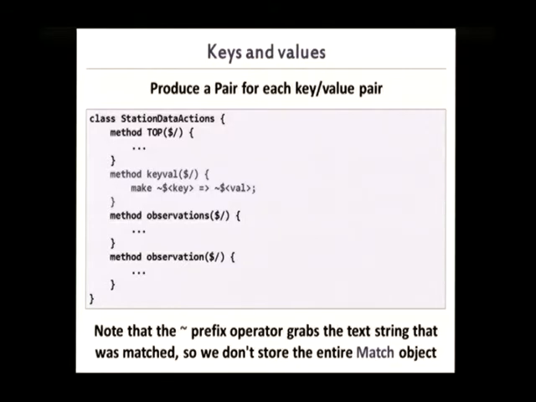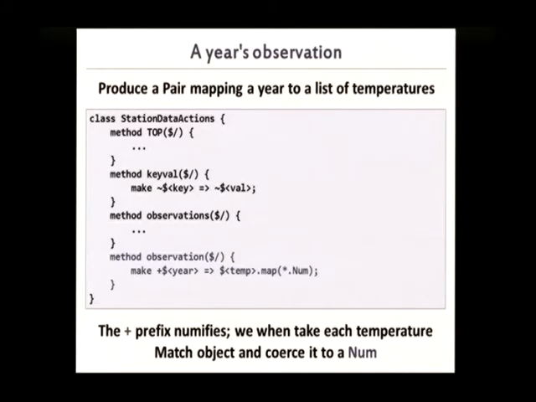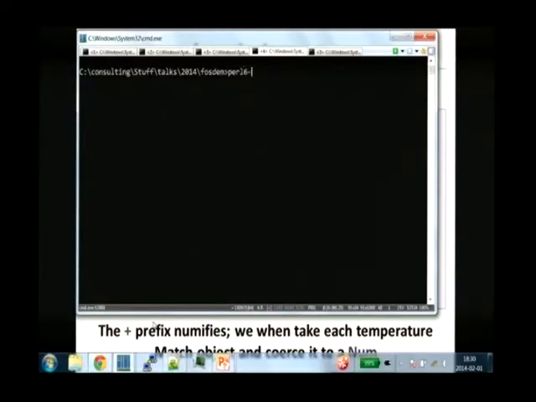What about observations? Well, first, a single year's observation. We make a pair. And then we take the set of temperatures, and all I want to do is map them into numbers. At the moment, they're match objects that represent the bit of text we captured and the offsets and so on. All I'm doing is a map, and we can call map as a method. And that star.num is also worth a moment's explanation, so let me do so.